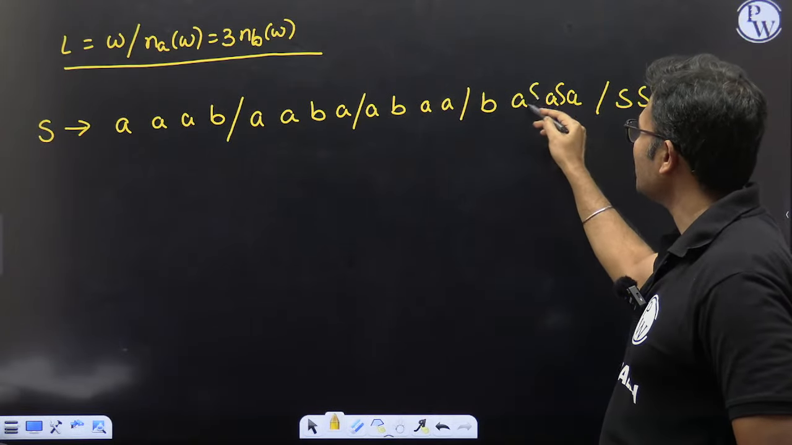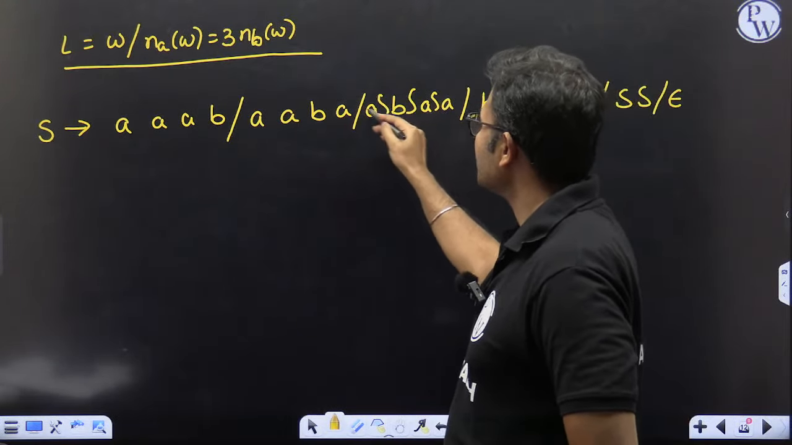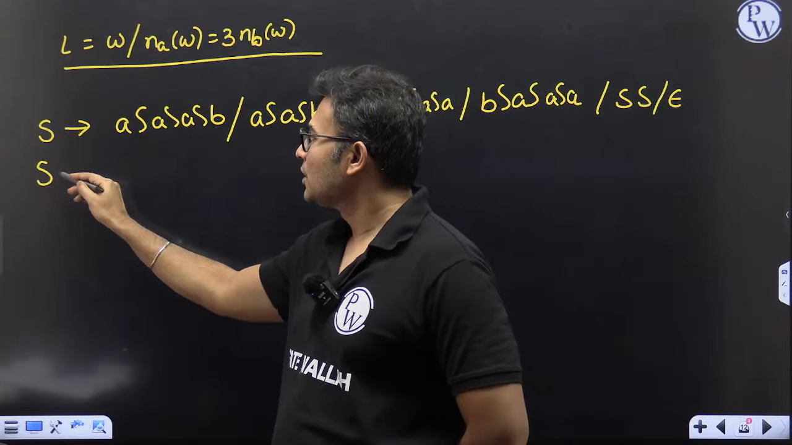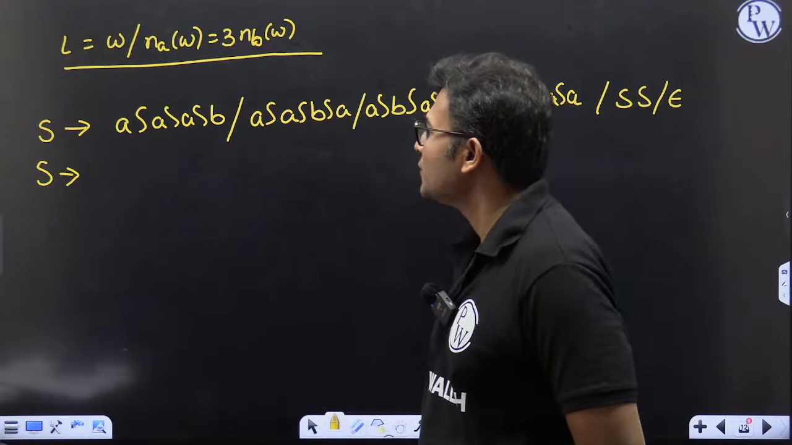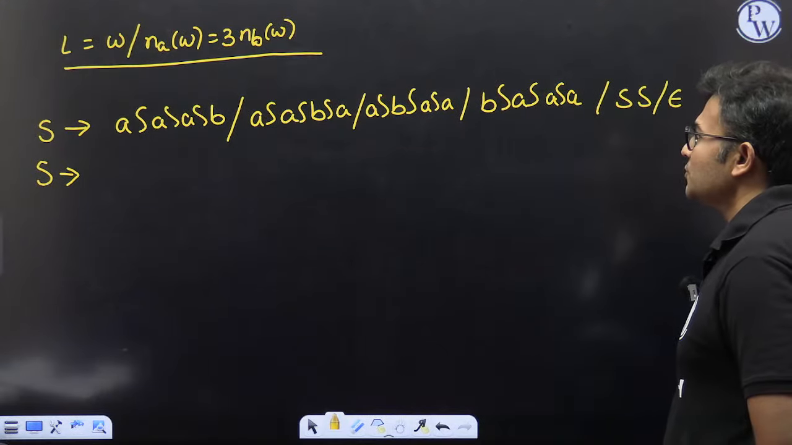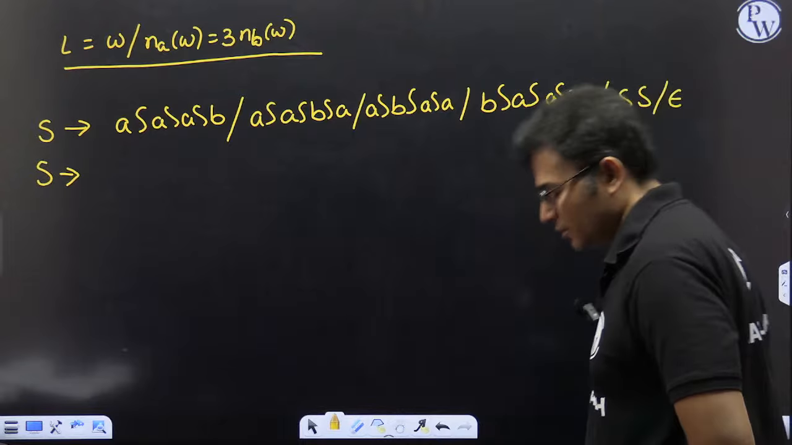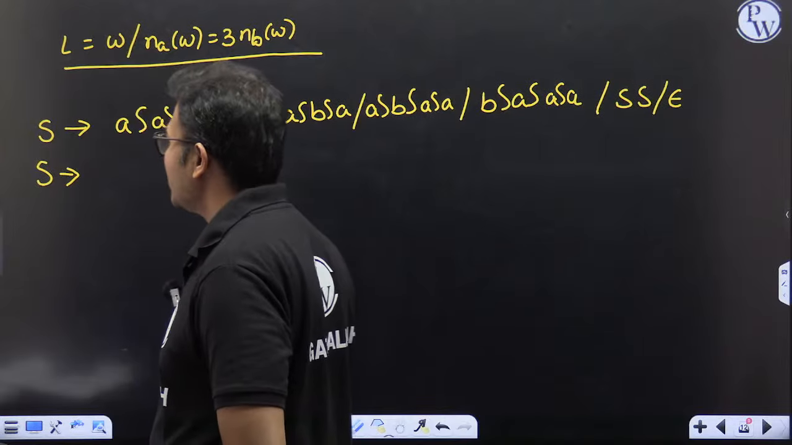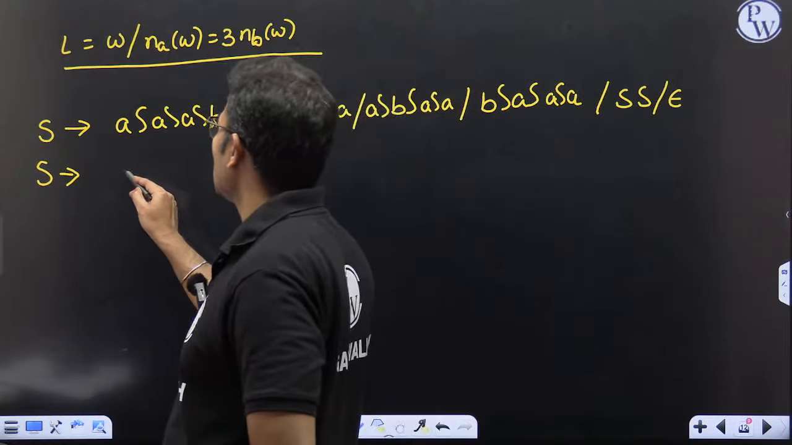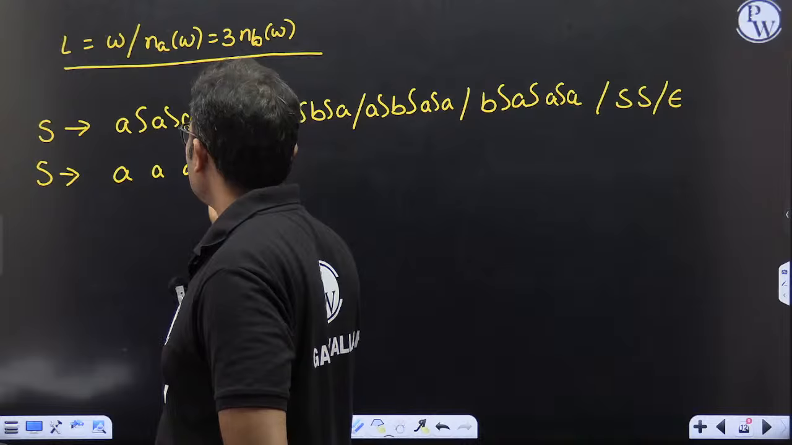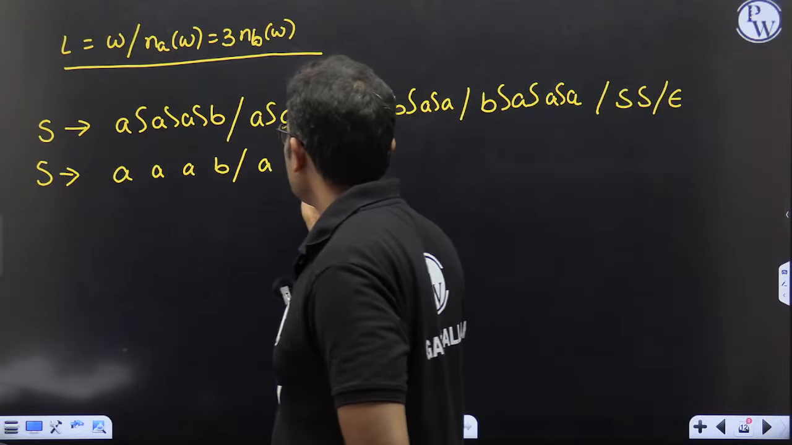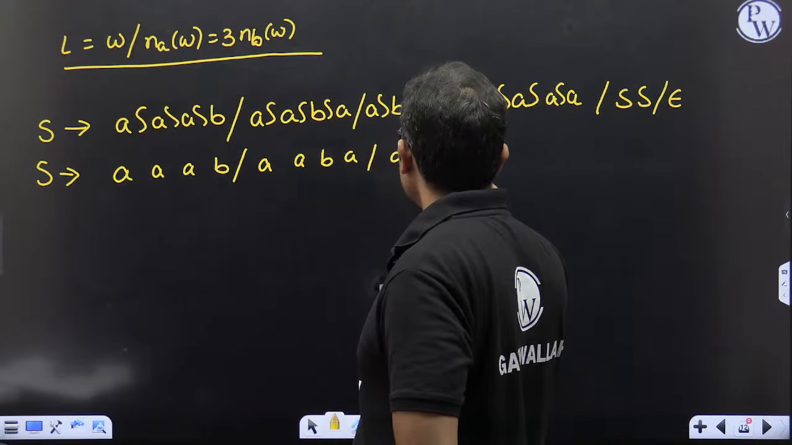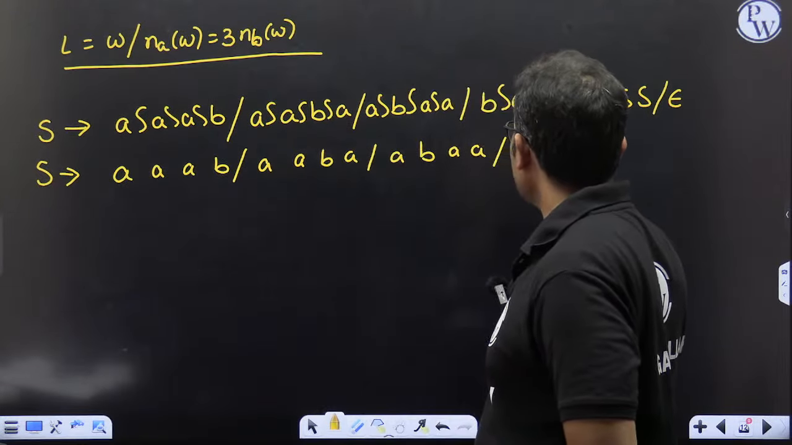Now you put S in between. This is one answer. Otherwise, put S in the beginning or S in the ending. Right? AAAB, or AABA, or ABAA, or BAAA.